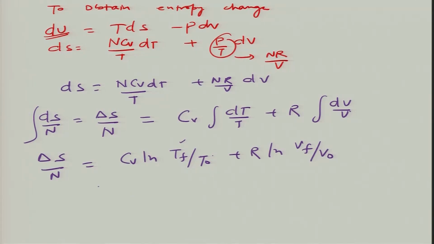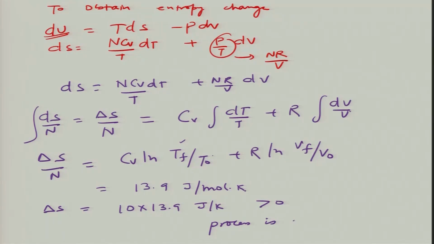When we plug in these values, this comes out to be 13.9 joules per mole Kelvin. We multiply by the number of moles to get the total change in entropy, which is 10 times 13.9 joules per Kelvin, and this is certainly greater than 0. This also indicates that the process is irreversible. So that is how to solve this particular problem.